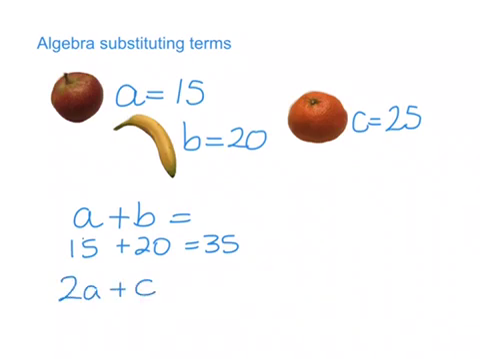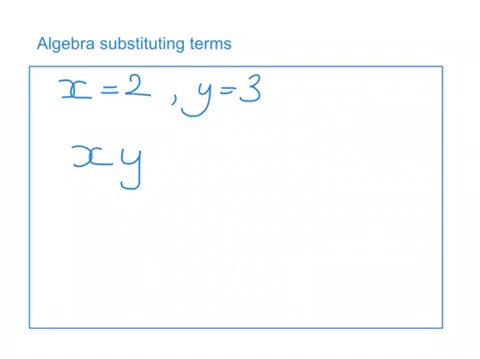In another example, if I was asked to find 2A plus C, that would mean I'm buying 2 apples and 1 clementine, and I'm looking for the cost of those. 2A is 2 lots of A, and 2 lots of 15 is 30. I've just got this C on its own, so that's 1 lot of C, so I'm adding on 25. 30 plus 25 is equal to 55. So if I was buying 2 apples and 1 clementine, that would cost me 55p.